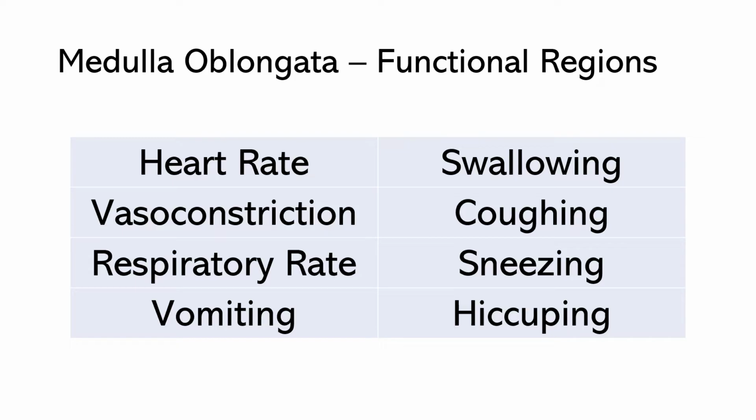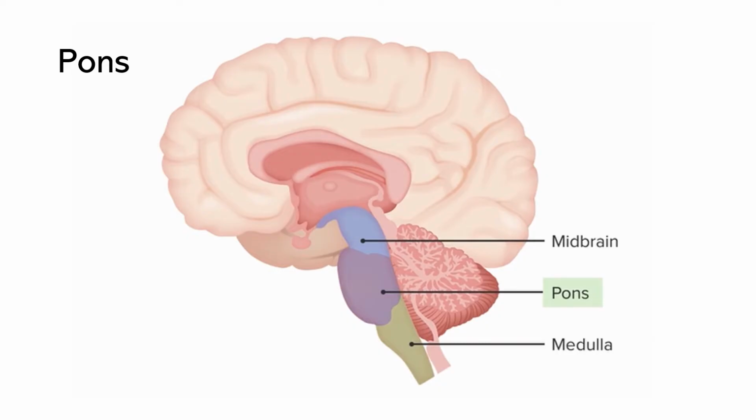The functional regions of the medulla oblongata include several different centers. We have the cardiovascular center, which is going to control heart rate and vasoconstriction. We have the respiratory center, which is going to control the respiratory rate. We have a vomiting center, which is going to control vomiting. A deglutition center controls swallowing, and as well, we have other functional regions that control things like coughing, sneezing, and hiccuping.